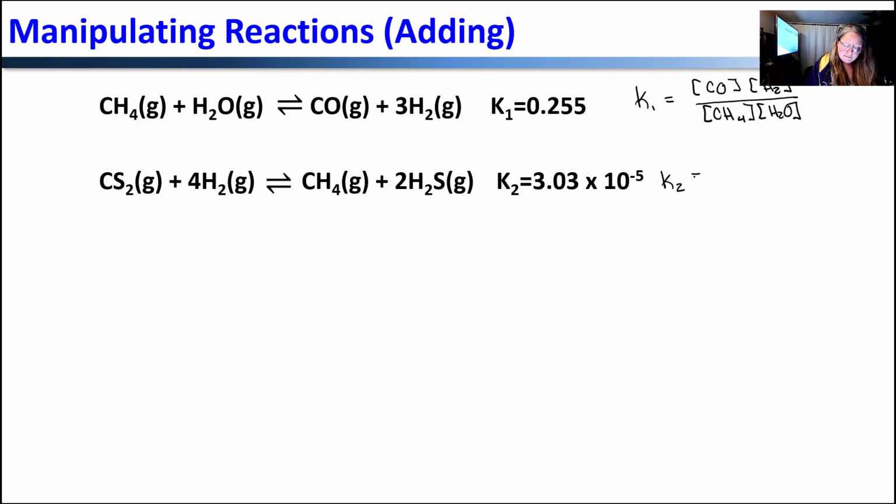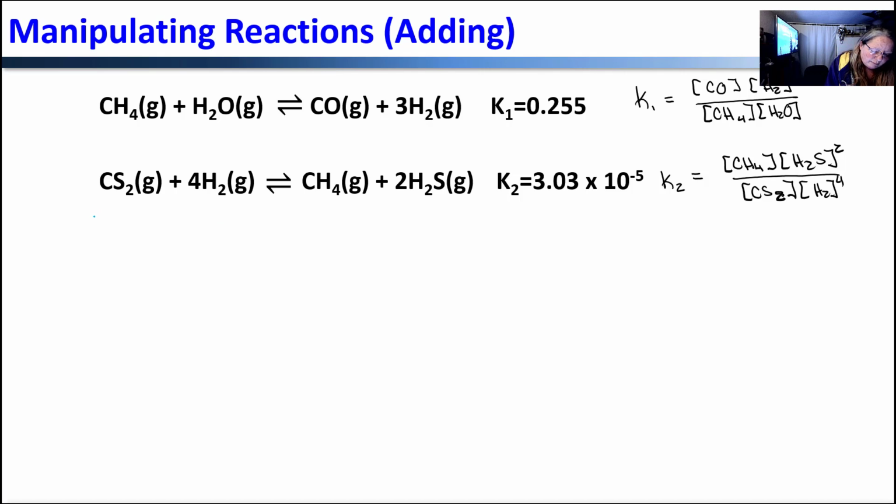So K2 then is going to be methane times H2S, and that quantity is squared, divided by CS2 times hydrogen gas to the fourth. Beautiful. Now let's add them both together. I'm going to switch pen colors so it stands out a little bit more.